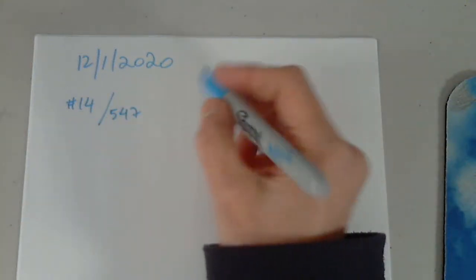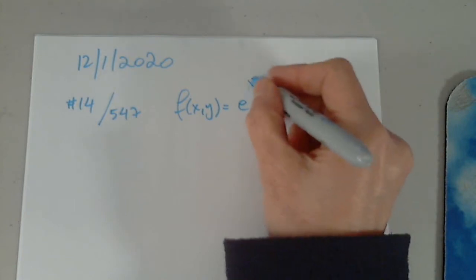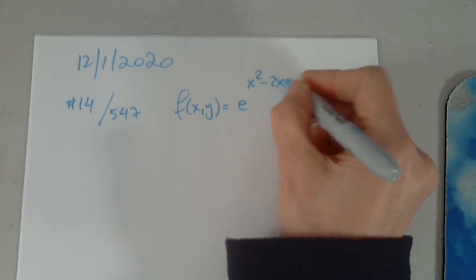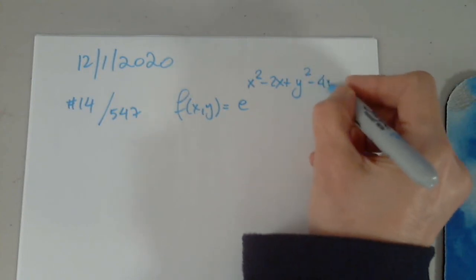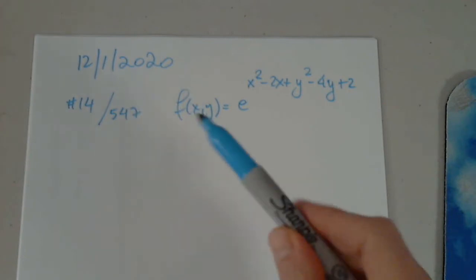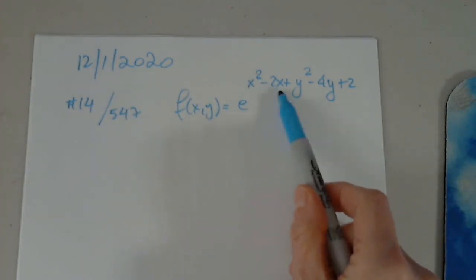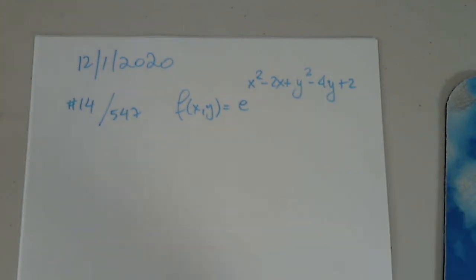547. And it's f of x, y equals e raised to x squared minus 2x plus y squared minus 4y plus 2. Make sure I copied everything correctly. So x squared minus 2x plus y squared minus 4y plus 2. Okay?